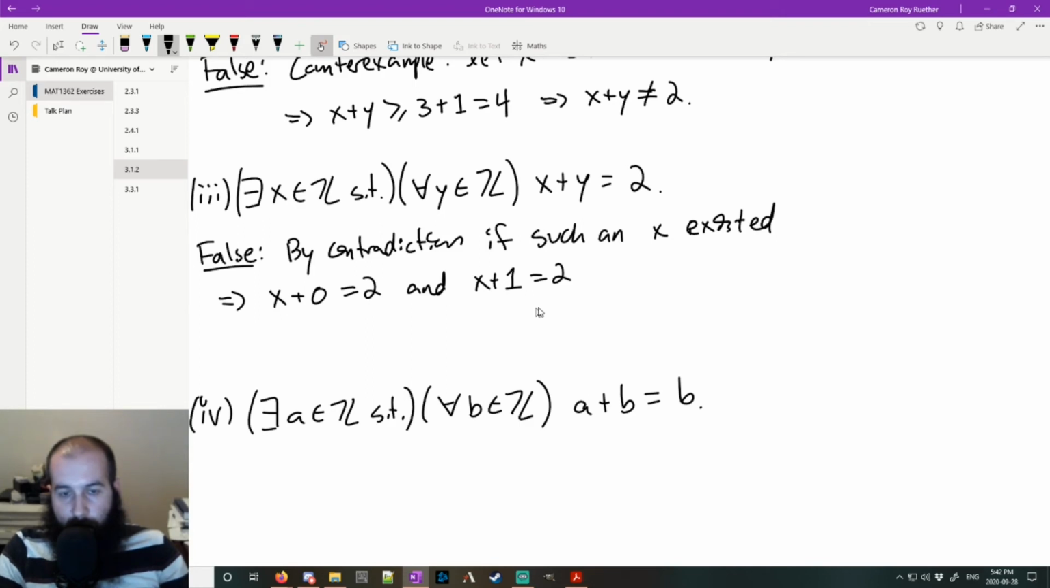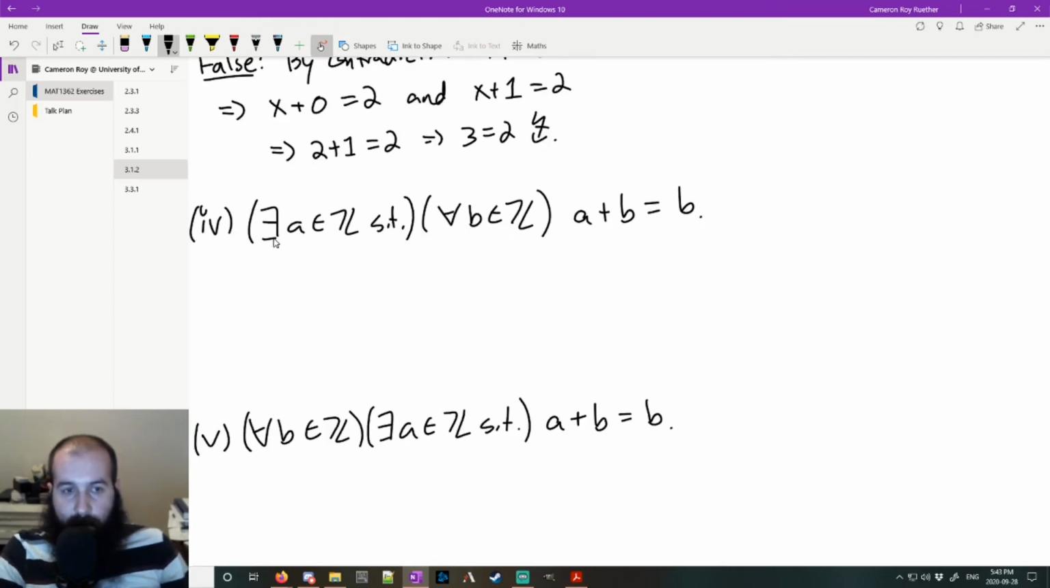So therefore this equation implies that 2 plus 1 is equal to 2, which we know is a contradiction. So since such an x existing implies a contradiction, no such x exists, and therefore this is false.